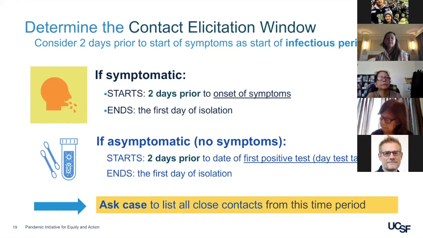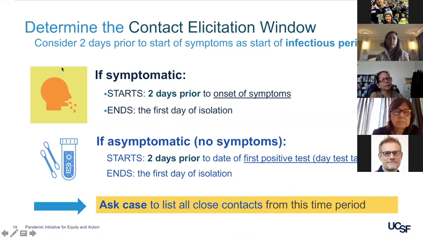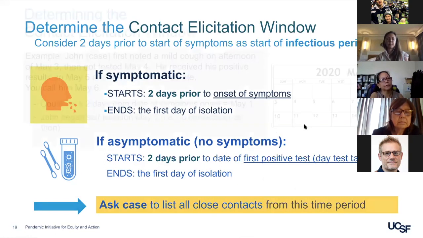Within this window of time is when we want to ask the case to list all of the close contacts from that time period. So you'll want to walk them through any of the activities they've done during that time period to try to get an idea of who they may have seen.